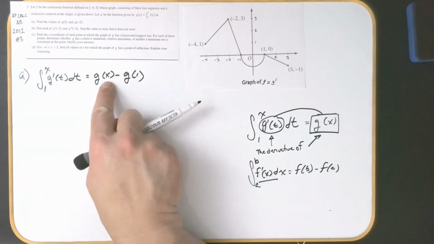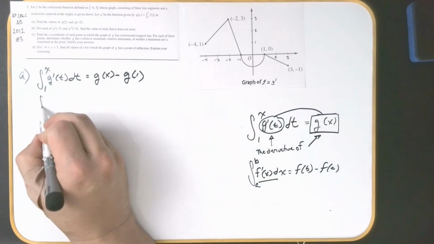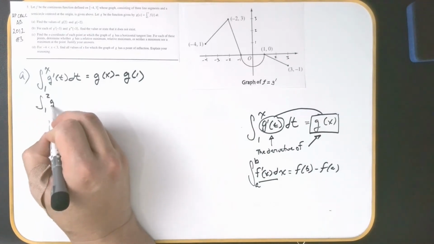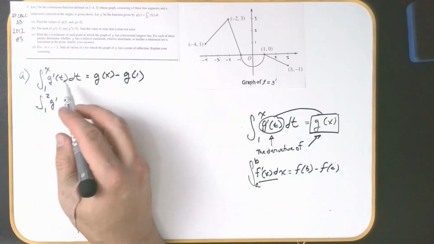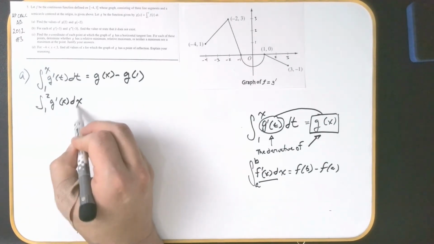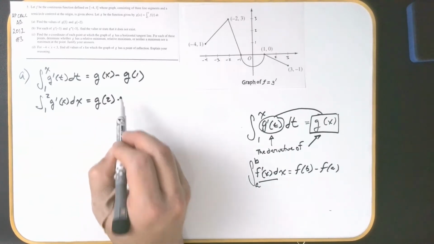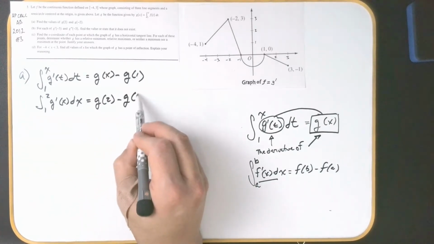So what I'm going to do in here is replace these with 2's. And I'm going to say, I guess I'm integrating from 1 to 2, g prime, and if you want, you can make this x again or t, it doesn't really matter. That's really not a big deal. G prime of x dx is going to equal g of 2 minus g of 1.